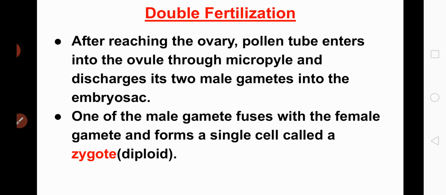Okay. Now of these two male gametes, one of the male gametes fuses with the female gamete and forms a single cell structure called zygote. Okay, what happens of these two male gametes which are found in the embryo sac? One of the male gametes fuses with the female gamete. This fertilization or syngamy takes place. As a result of fertilization, a zygote is formed and this zygote is diploid.